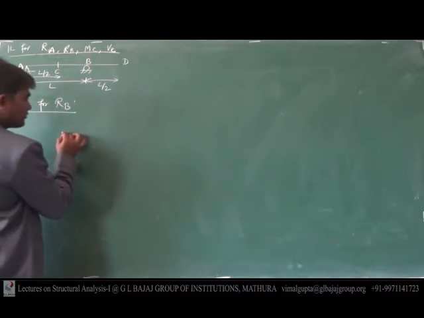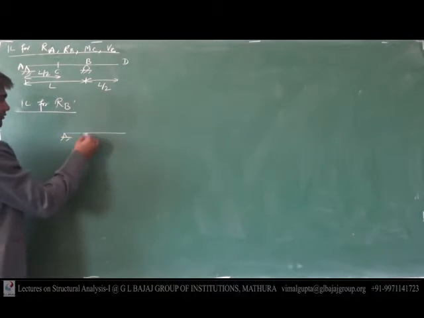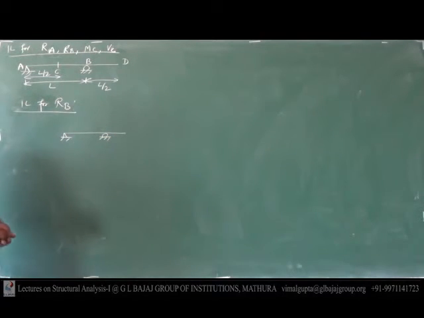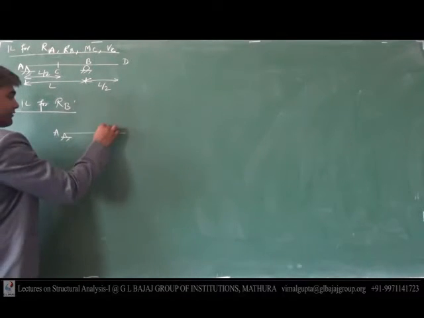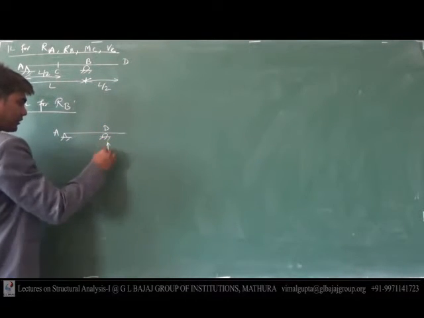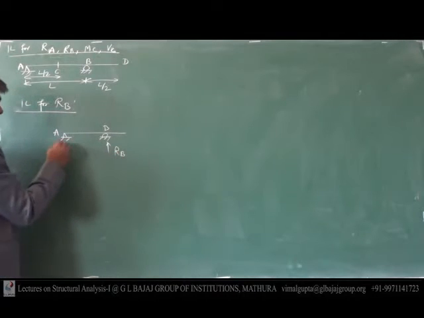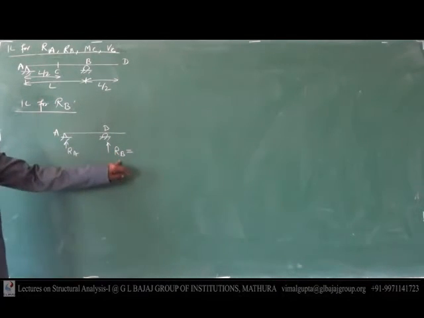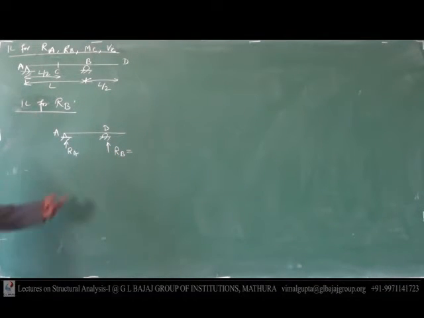What we should do? We should do the same thing we have done in our last class. This point is A, this point is B. Here reaction RB will be there, and here RA will be there. Our intention will be to calculate the value of RB only. RA, what is the value of RA, we do not bother, because we are going to plot the influence line for RB.